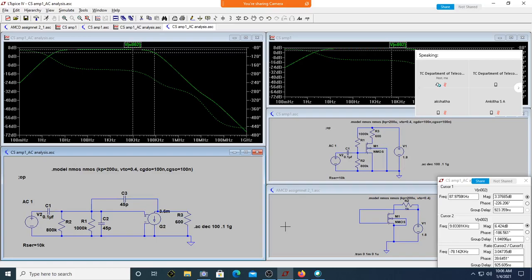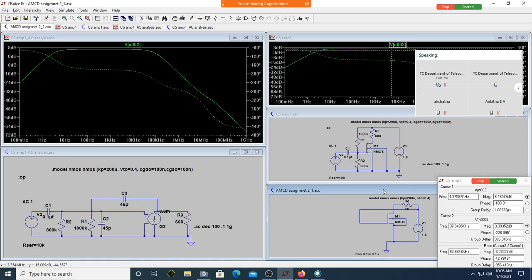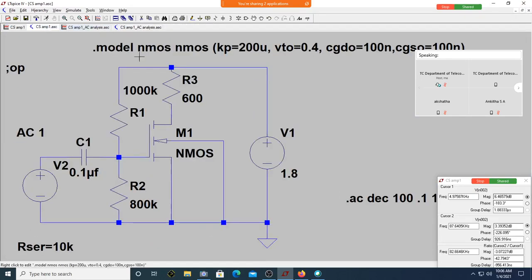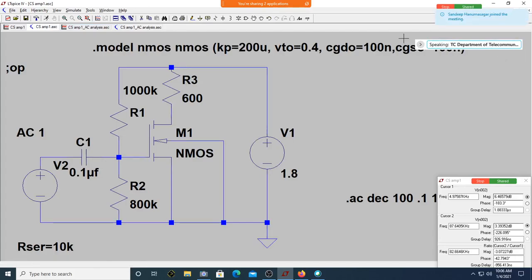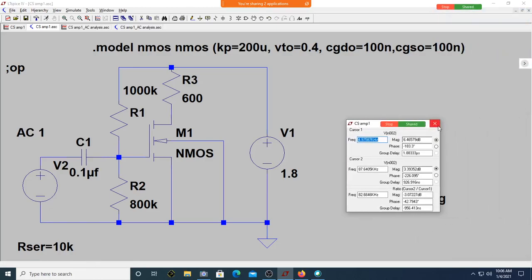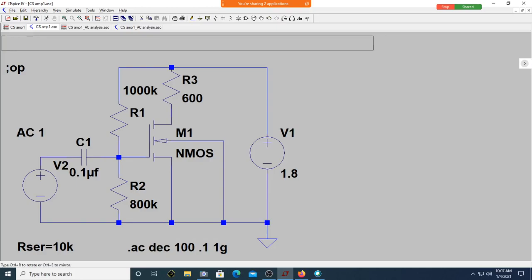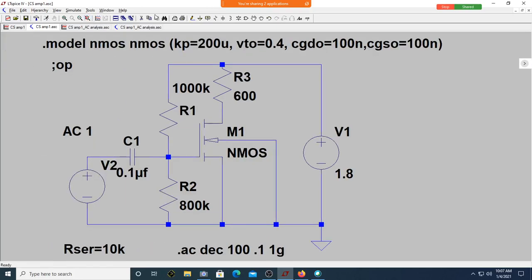Okay, let me show you the same thing in the circuit diagram. Just have a look at this. Just try to understand the values of R1, R2, all those stuff. Okay, this is the value of R1, R2.